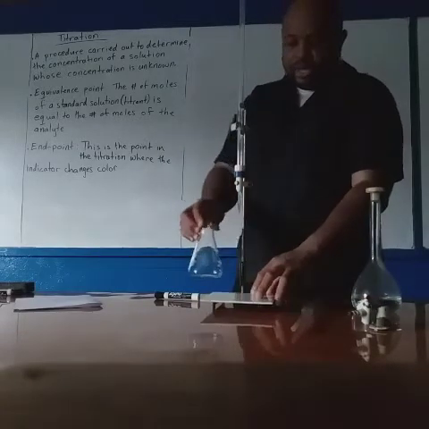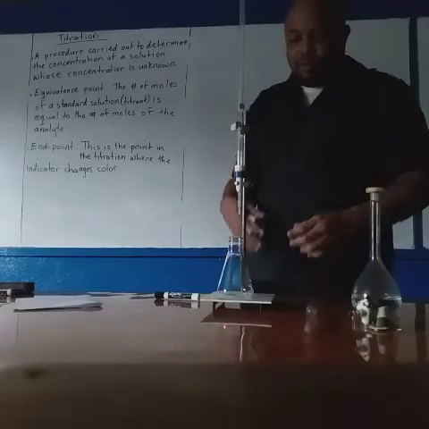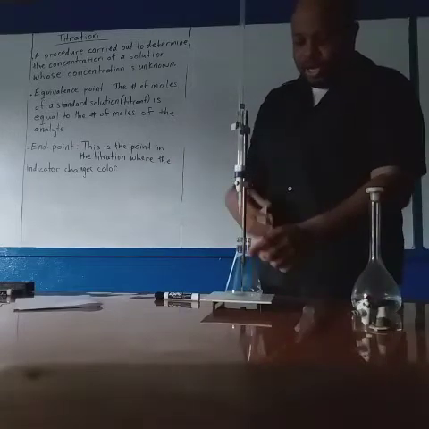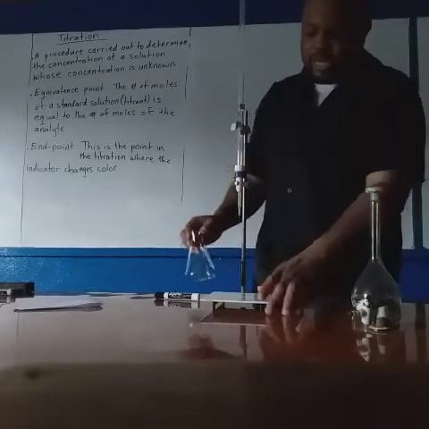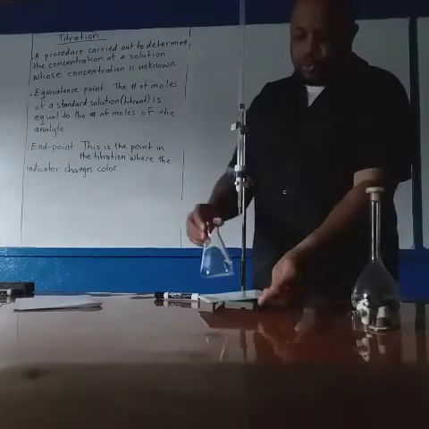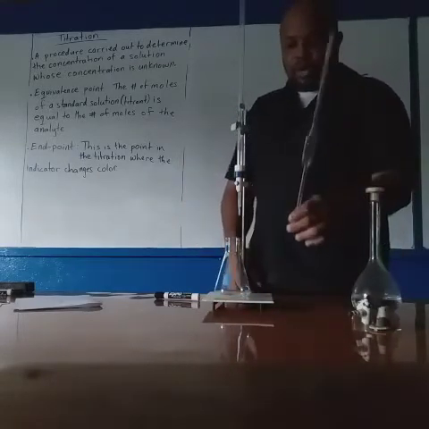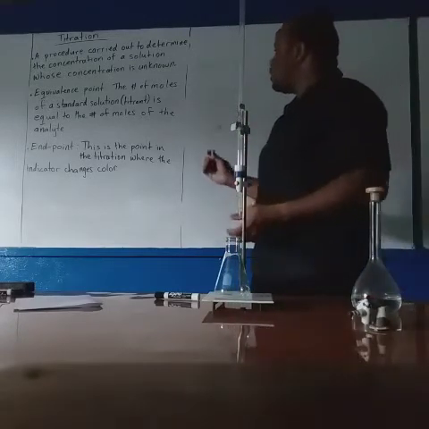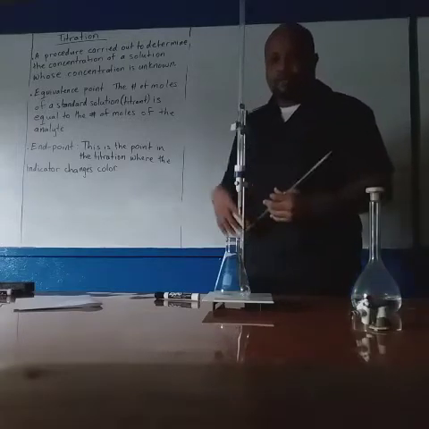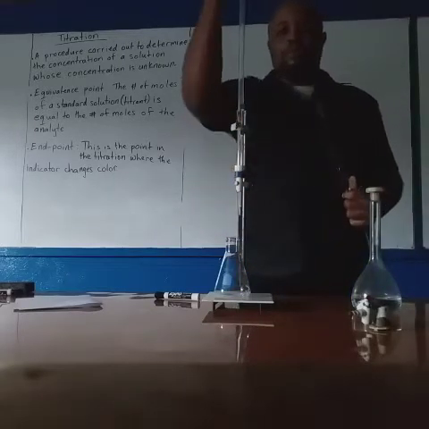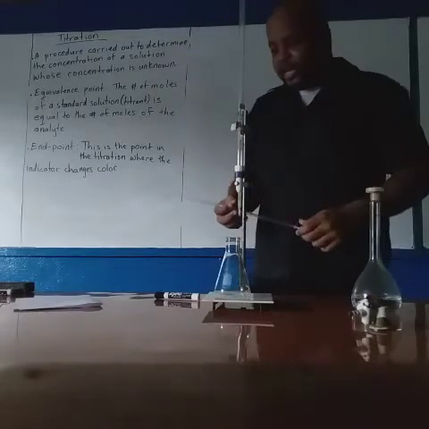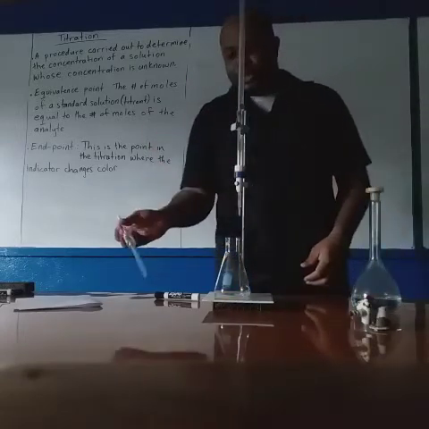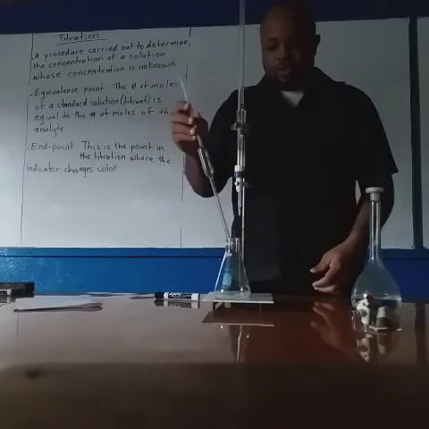The reason why we are doing it is that in a titration, we will be looking for a color change, and you want to see it as quickly as possible, so the white tile will show it up quickly. We have the pipette, which will be used to deliver our analyte. So we have two substances. We have our standard solution, which we typically place in our burette, and the analyte, which is the substance of unknown concentration. We will use our pipette to measure it and place it in our conical flask.